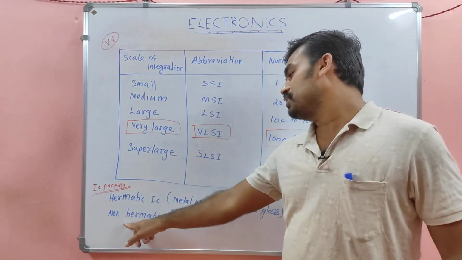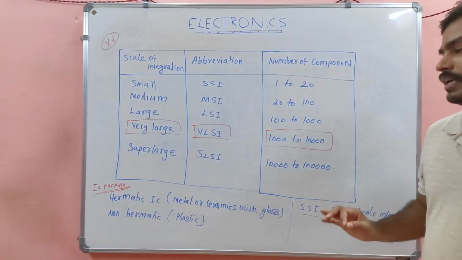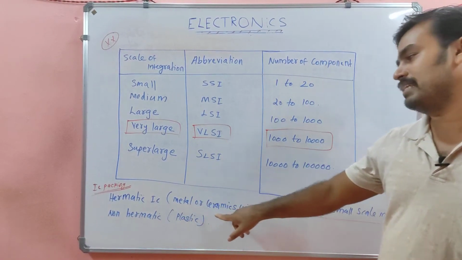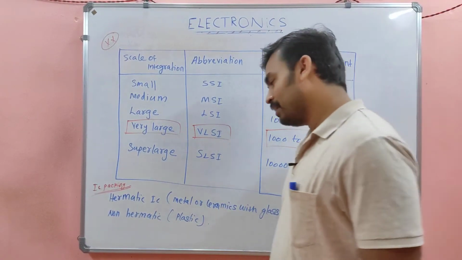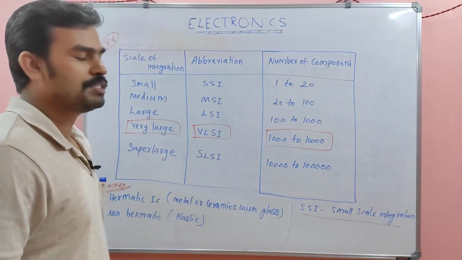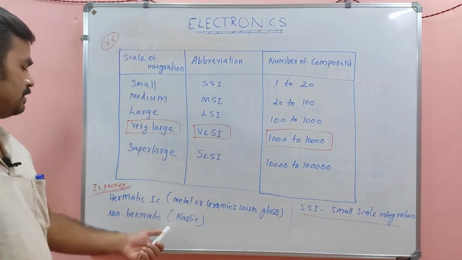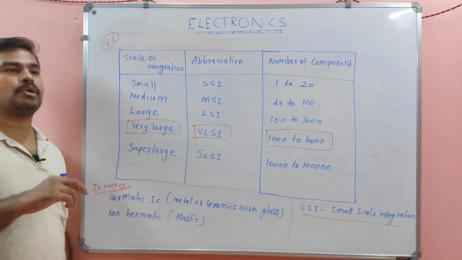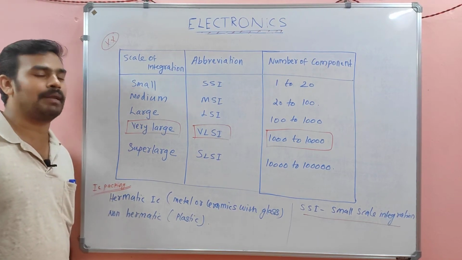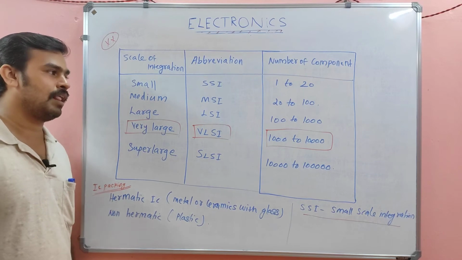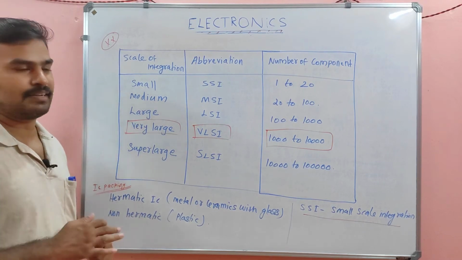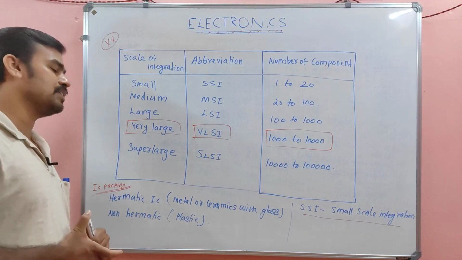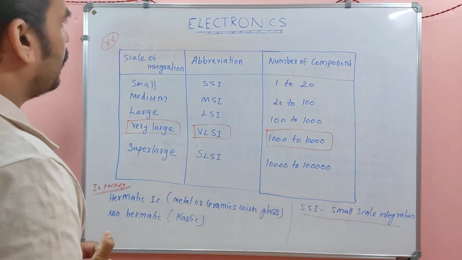And the next one is non-hermetic. Just remember this name: purely plastic. Hermetic ICs are very costly because they contain metal or ceramics with glass. Non-hermetic ICs are simply plastic, so they are cheap ICs. So that is the classification of ICs.